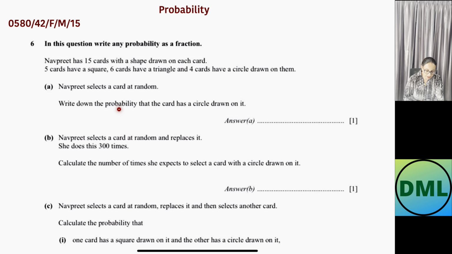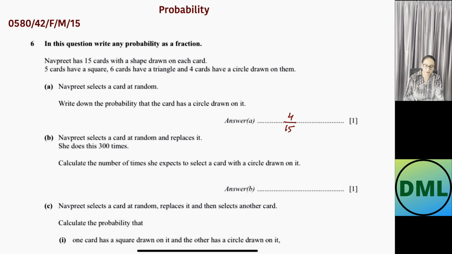If I have to pick the card which has a circle drawn on it, I have only 4 cards. Total cards are 15. So the probability is written as the favorable outcomes divided by the total number of outcomes. Favorable outcomes are only 4 and the total number of outcomes is 15. Let's write down the probability as 4 over 15. That is my probability for selecting a card with a circle drawn on it.